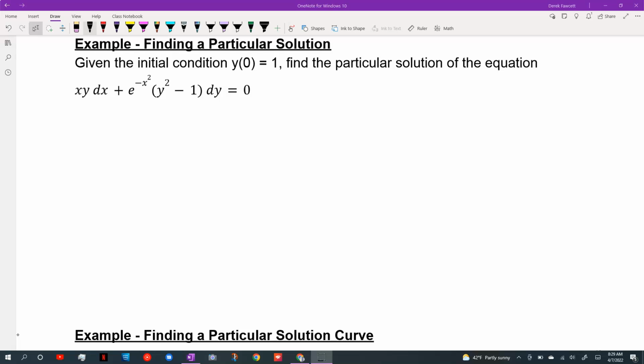The first thing you want to do is get the dy and all the y's on one side, the dx and the x on the other side, and then integrate. So pause the video, try it on your own, and see how far you can get.